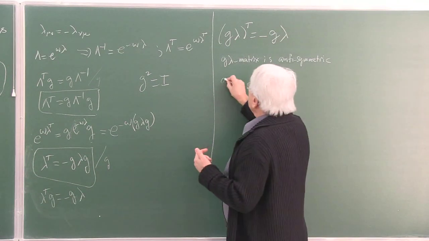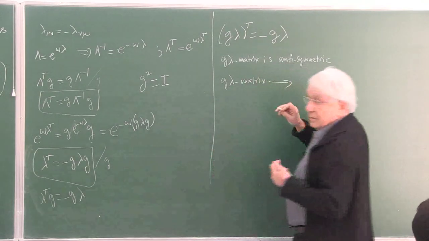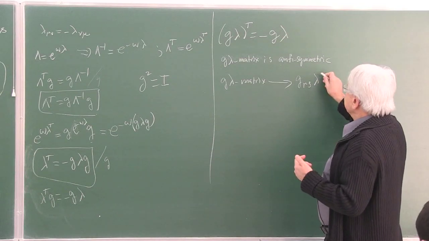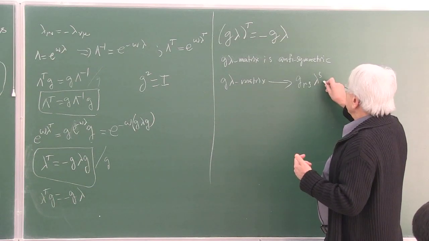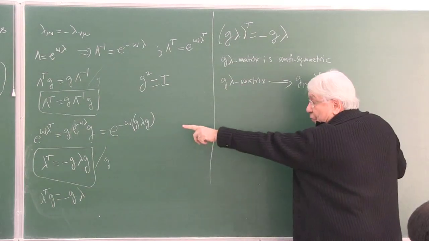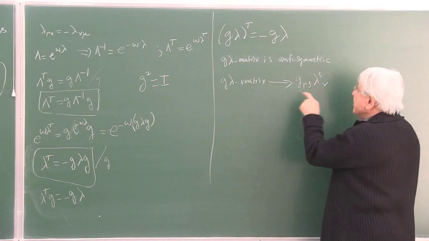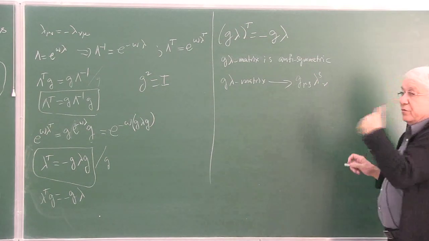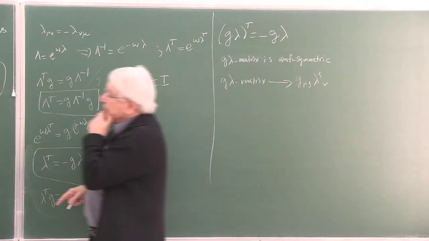Let me write the G lambda matrix in tensor notation. What is it? G mu rho lambda rho nu. Because we know that the matrix convention that I have introduced, please pay attention, is that G matrices have either both indices down or up, whereas the lambda matrices are defined with the first index up, second index down. That's the convention, right? Which we have defined.